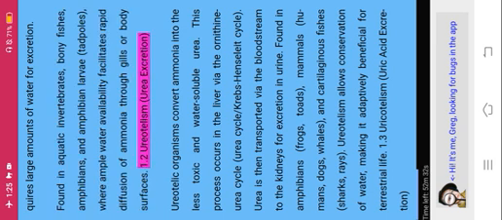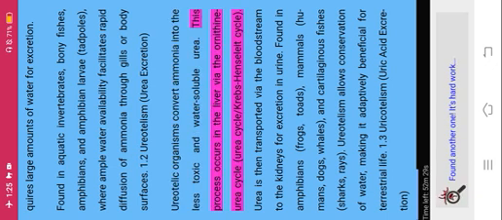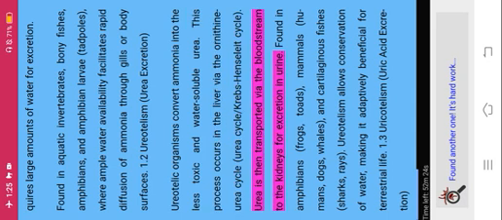1.2 Ureotelism, urea excretion. Ureotelic organisms convert ammonia into the less toxic and water-soluble urea. This process occurs in the liver via the ornithine urea cycle, the Krebs-Henseleit cycle. Urea is then transported via the bloodstream to the kidneys for excretion in urine.